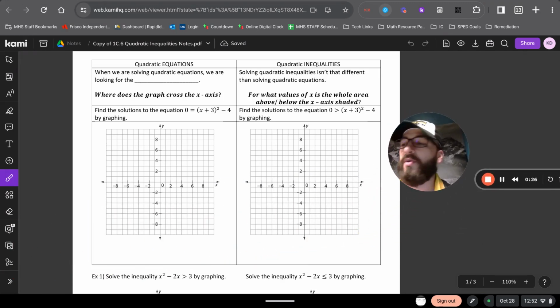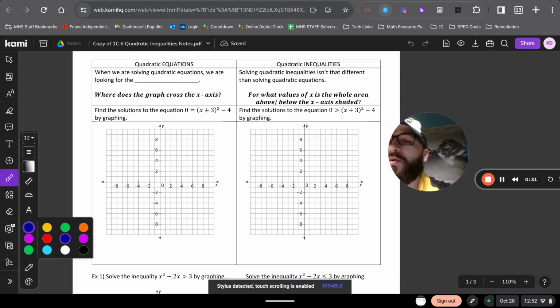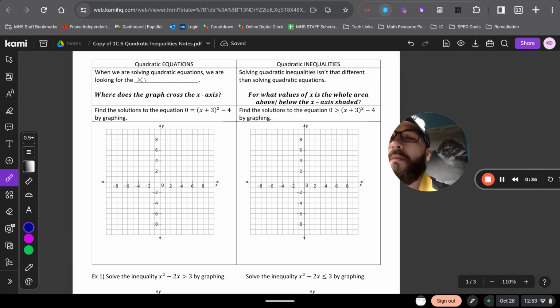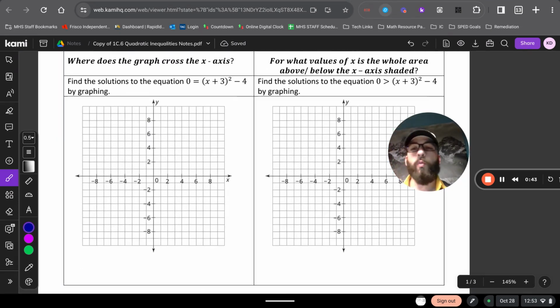So we're going to start with what we know, which is quadratic equations. When we are solving quadratic equations, we know we are always looking for those x-intercepts or those zeros. So we want to look for where the graph crosses the x-axis. Where is it getting that zero value for y? So we're going to find the solutions to the equation 0 equals (x + 3)² − 4 by graphing.